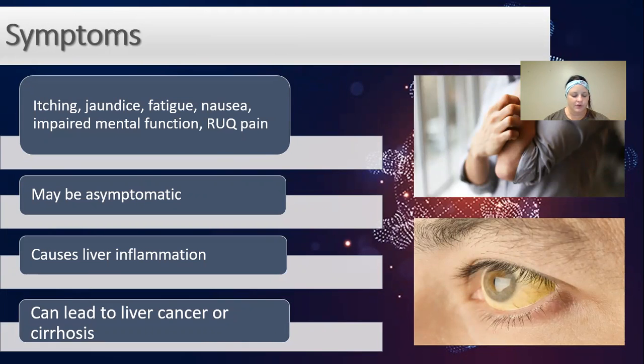Symptoms can include right upper quadrant pain, jaundice, fatigue, itching, nausea, and impaired mental function. Jaundice, you can see here the yellow in his eyes. It's caused by a breakdown of red blood cells. When they break down, bilirubin is released and builds up, causing the eyes or skin to become yellow. Since the liver metabolizes many substances, when it's not working properly, the substances can build up and cause cognitive problems and other symptoms like jaundice.